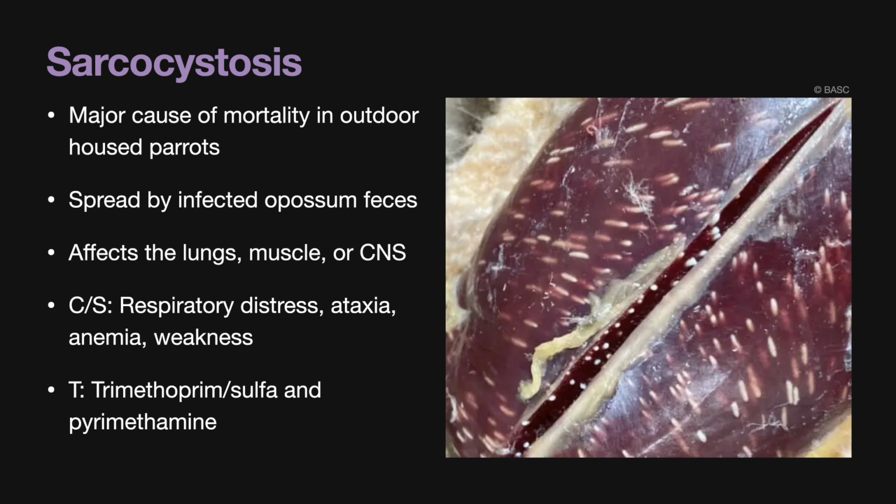Sarcocystosis is a major cause of mortality in outdoor housed parrots. Parrots acquire the pathogen through interactions with infected opossum feces. This condition can affect the lungs, muscle, or central nervous system in parrots. Clinical signs include respiratory distress, ataxia, anemia, and weakness. Treatments include trimethoprim sulfa and pyrimethamine.